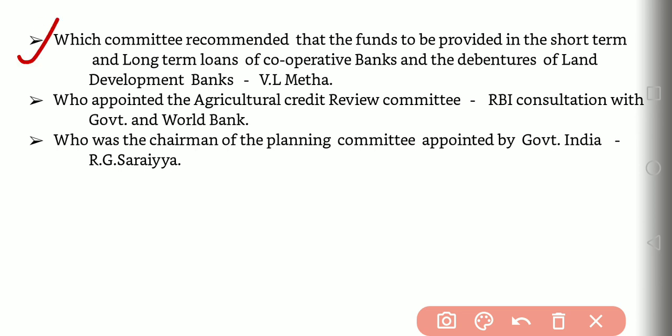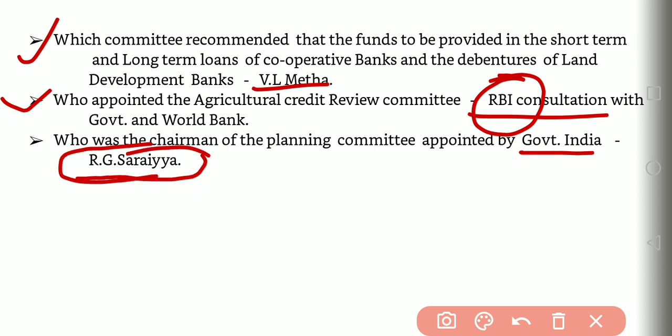Next, which committee recommended the funds to be provided in the short term and long term loans of cooperative banks and the debentures of land development banks? The answer is V.L. Mehta Committee. Next, who appointed the Agricultural Credit Review Committee? The answer is RBI, in consultation with the government and World Bank. Who was the chairman of the planning committee appointed by Government of India? The answer is R.G. Saraiya.